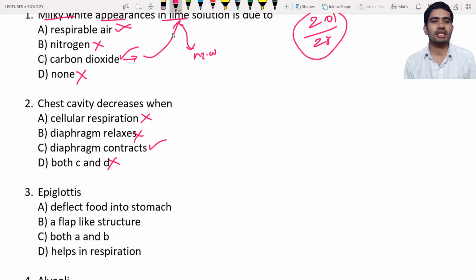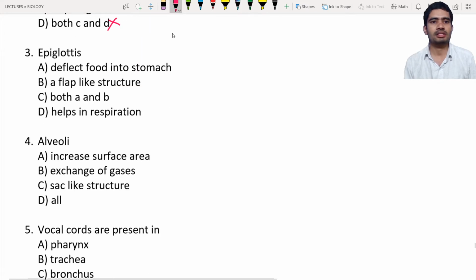Okay, so next is epiglottis. Epiglottis is a flap-like structure. It is going to deflect the food material into the stomach and also block the windpipe. So what they are saying, they just gave the name epiglottis, that's all. They did not give any extra information in the question. So we have to choose the correct option for the particular question. First is the deflection of food into the stomach. So it is not correct. Why? Because the epiglottis deflects the food material into the stomach, and also blocks the food material which is entering the windpipe.